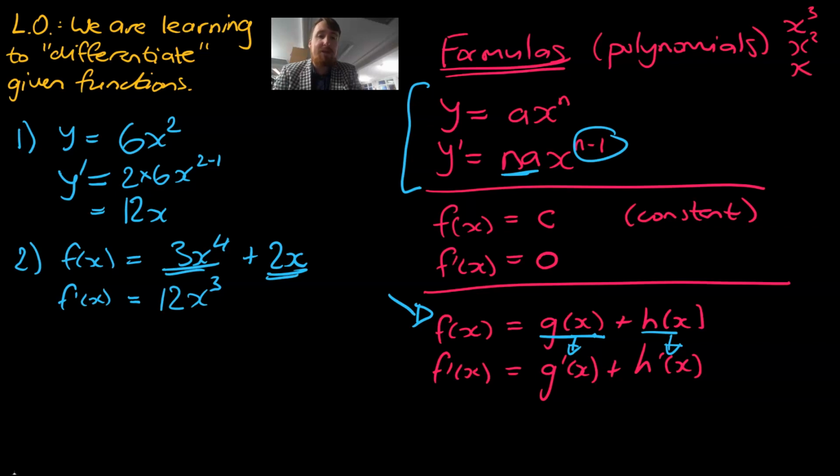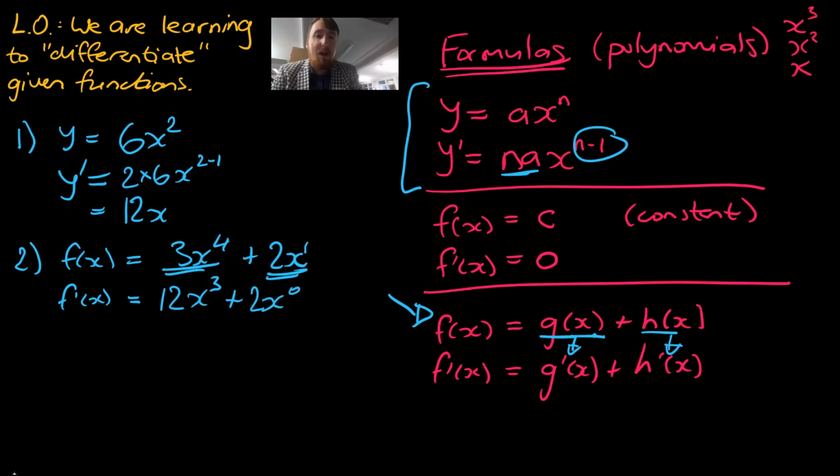And that's 2x. So the key thing is, a lot of you are going to be like, oh gosh, there's no power here. There actually is. Mathematicians are just lazy, and I've missed it. So that power is secretly to the power of 1. So what we're going to do is we're going to go 2 times 1, or a times n. So that becomes 2 times 1, which is just 2. And we're going to reduce the power by 1, which becomes 0.